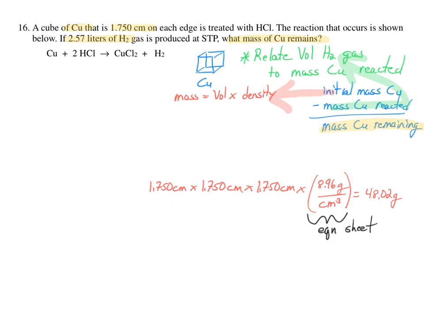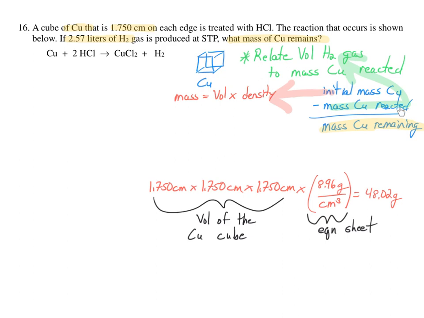All right, so here's the calculation for the initial mass of copper. The volume of a cube is length times width times height. So each side is 1.750 centimeters. So if we multiply all of these values together, we're going to get the volume of a cube. Then we look up the density of copper on our equation sheet, put that in here, multiply all these out, and we're going to get the initial mass of copper.